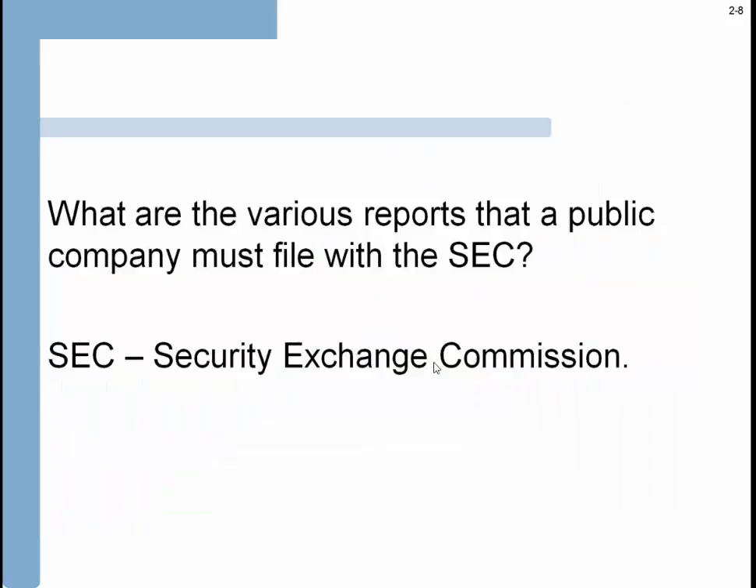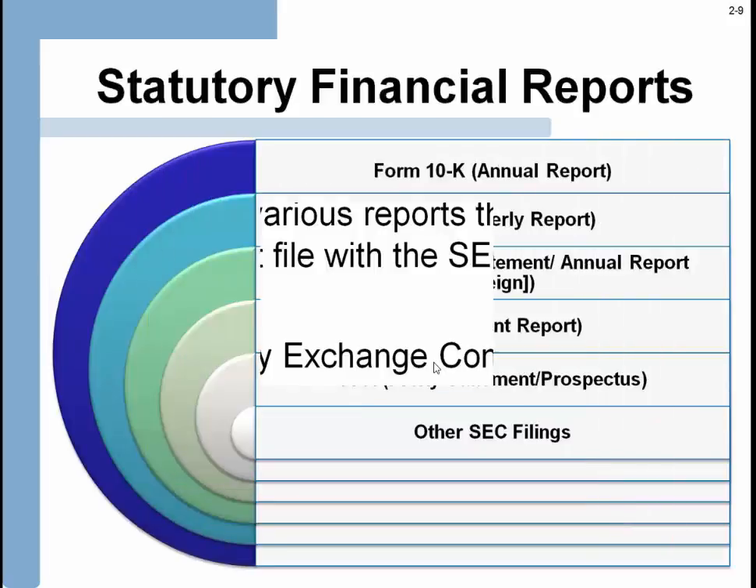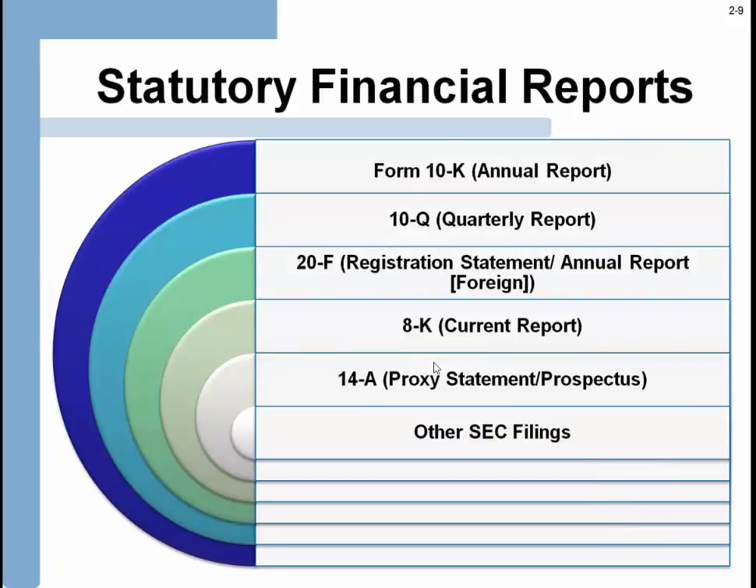What are the various reports that a public company must file with the Securities and Exchange Commission, the SEC? You have a 10K, which is commonly referred to as the annual report, the 10Q, which is quarterly, the 20F, which is a registration statement or the annual report for a foreign company, the 8K, which is a current report, and any proxy statements, and any other stuff. Now, all of these things are going to be important to you when you do your financial statement analysis because they go into deeper analysis on certain accounts that you're going to need for your financial analysis of your company.